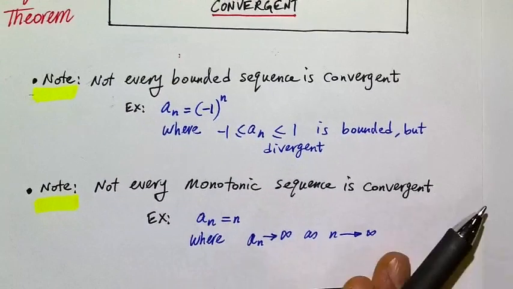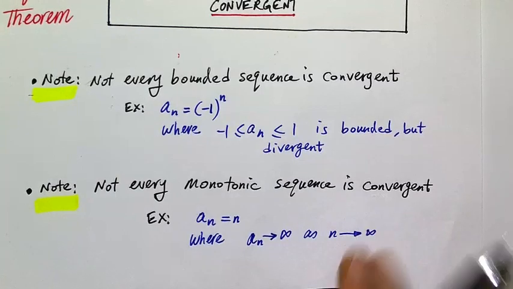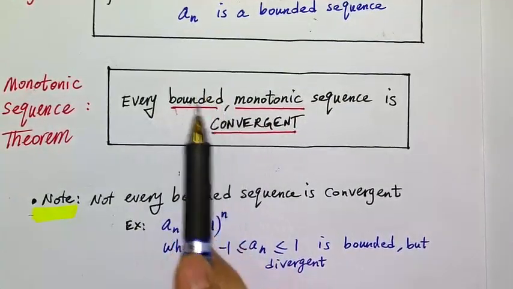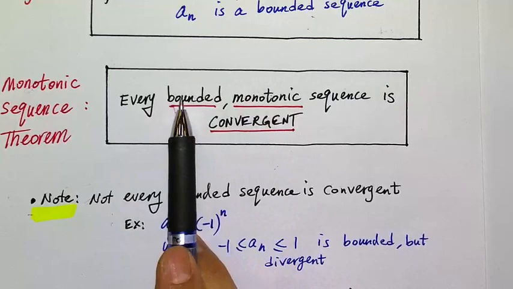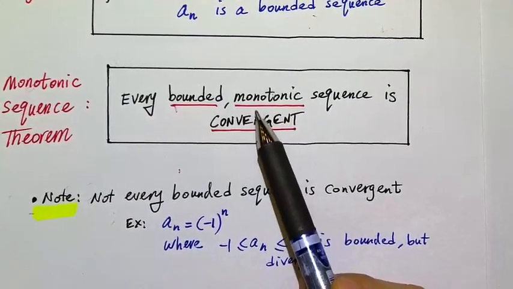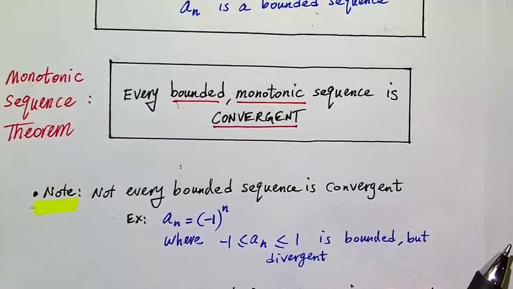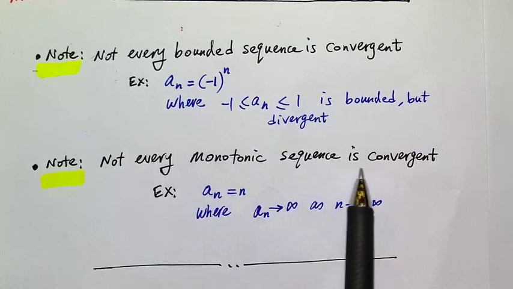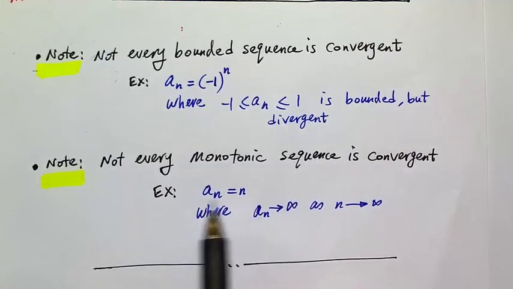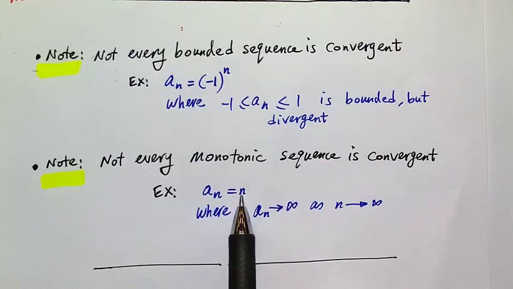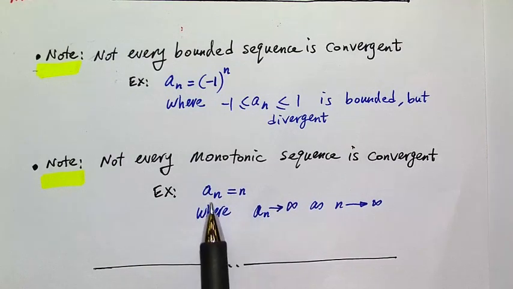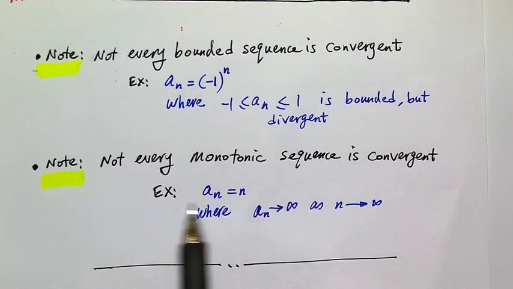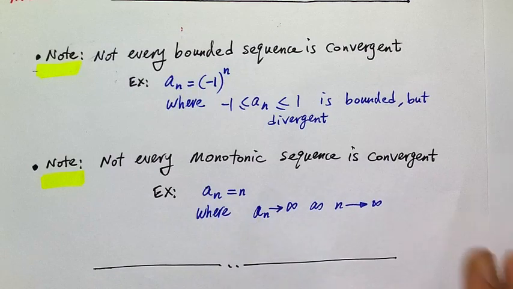So not every monotonic sequence is convergent either. These conditions should be true, and they should be true at the same time. Every bounded monotonic sequence is convergent, but individually they're not sufficient for us to conclude that a sequence is convergent. So not every monotonic sequence is convergent. Here is a sequence, a sub n equals n. Obviously a sub n will approach infinity as n approaches infinity. So it's definitely divergent.